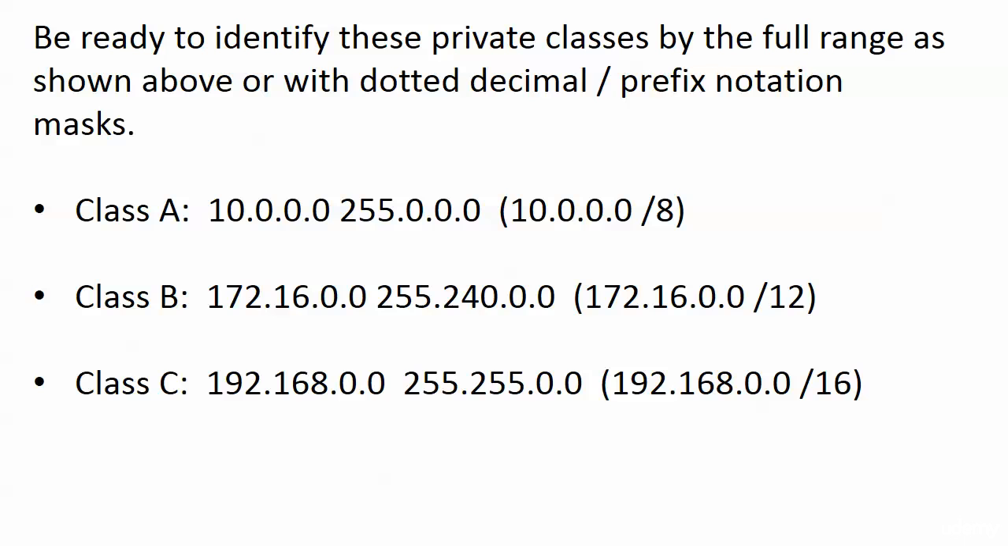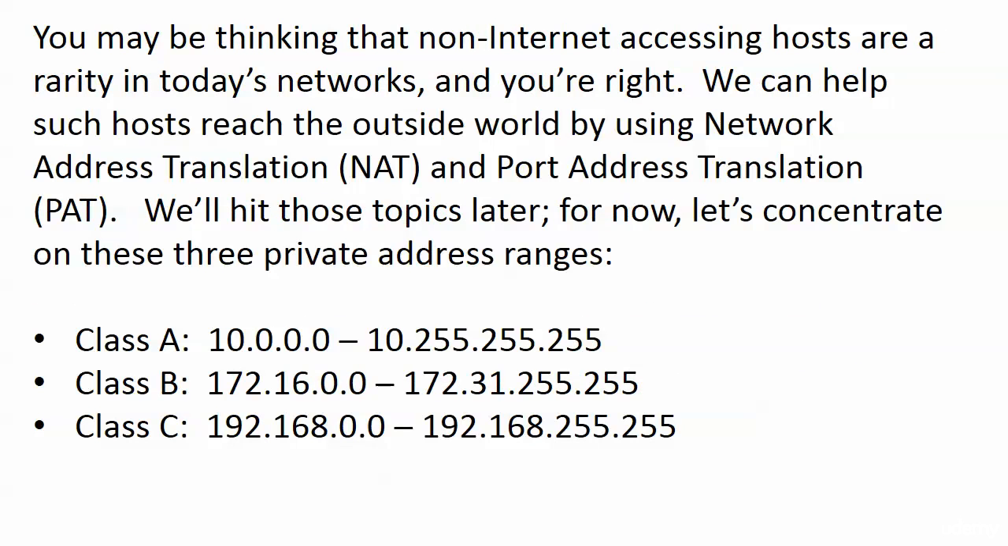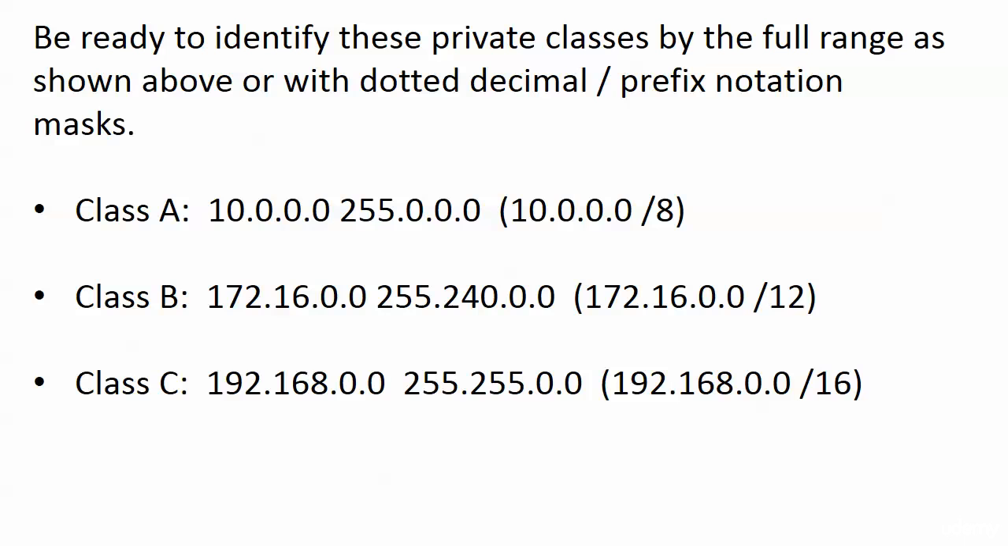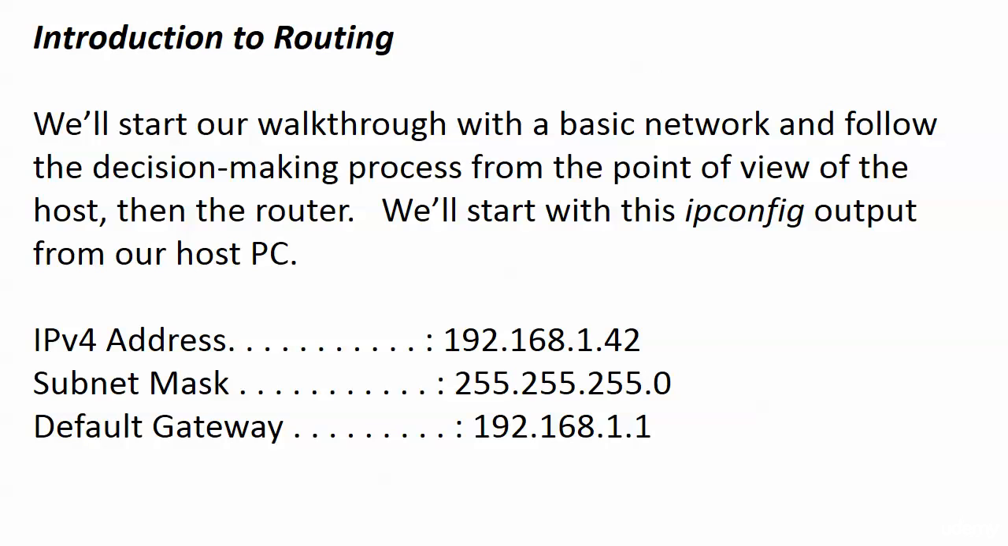Whew. I know, when you see the same address range expressed three different ways, it can make your head swim a little bit. I want you to be comfortable, though, with all three ways to express it, whether you're writing it like I have on the screen now, actually showing the first address and the last address in these private address ranges, or expressing them with a dotted decimal or prefix notation mask. It does not matter.